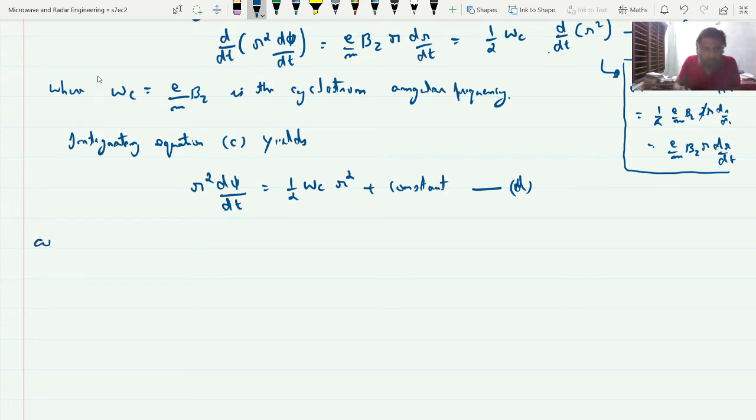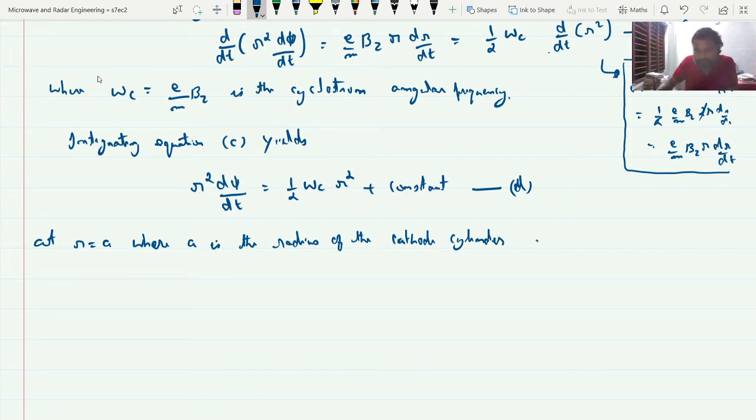So I will write at r equal to a, where a is the radius of the cathode cylinder, and I take d phi by dt equal to 0, so the constant equals minus 1 by 2 omega c a square.